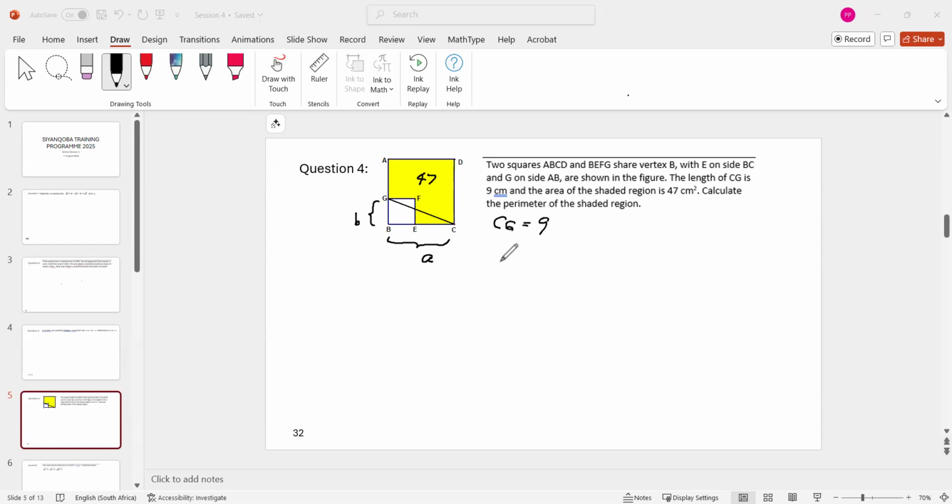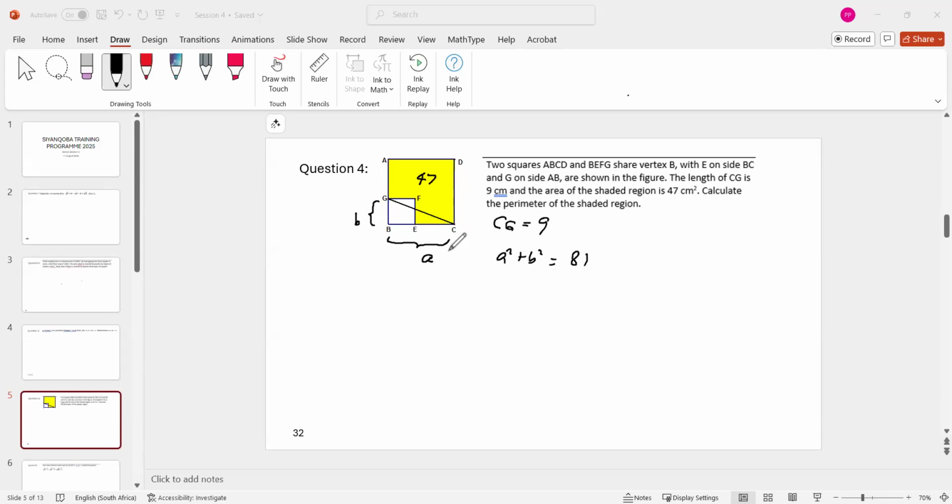So what you have is that A squared plus B squared, these are the two sides of this right-angled triangle, and CG squared is the hypotenuse. It now becomes 81. So now you've got a single equation involving A squared and B squared.